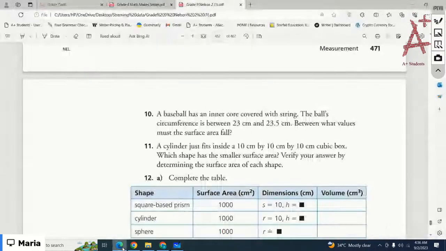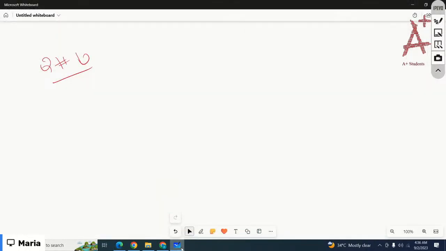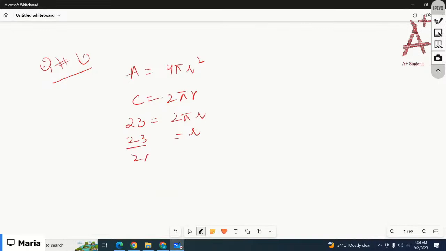Okay, you have to calculate the surface area. The circumference is between 23 and 23.5. Area equals 4 pi r square. You are given the circumference, so C equals 2 pi r. The circumference is between 23 and 23.5, right? Let's just calculate the value for C equals 23. So 2 pi r equals 23, r equals 23 divided by 2 pi. So r1 you can say is 3.66.